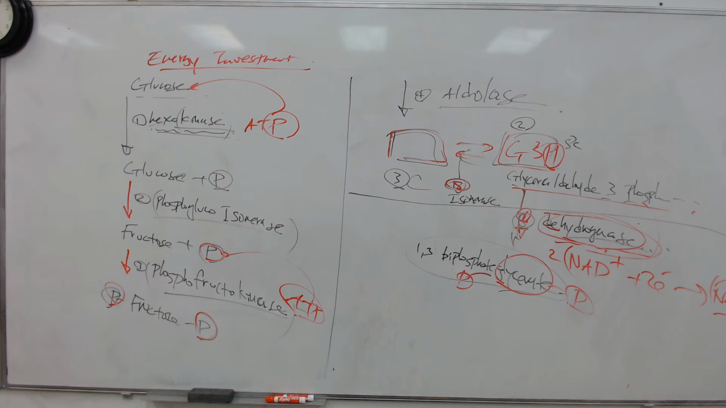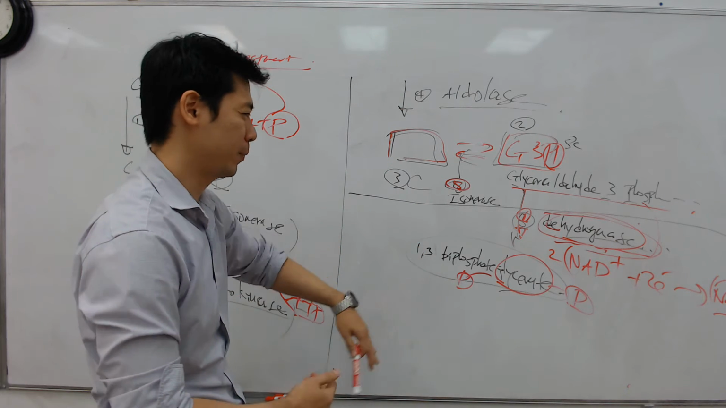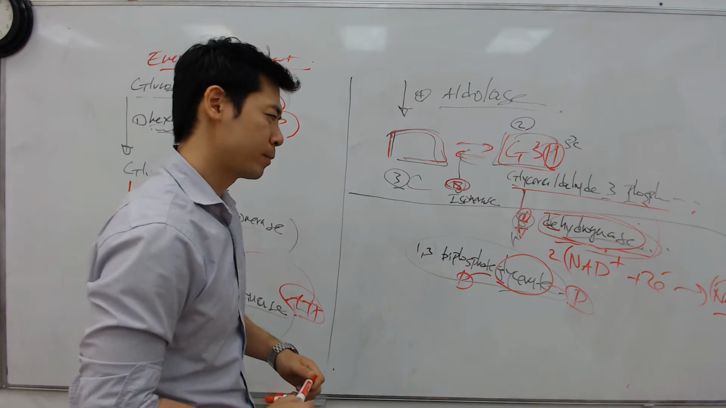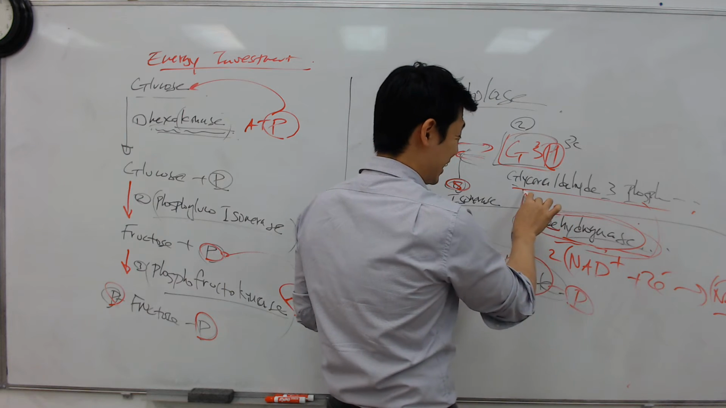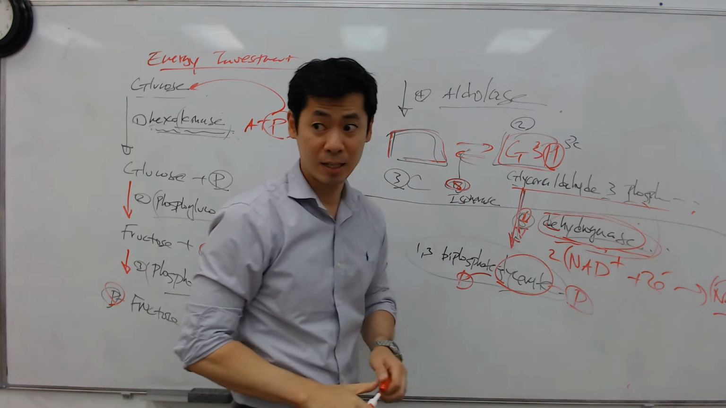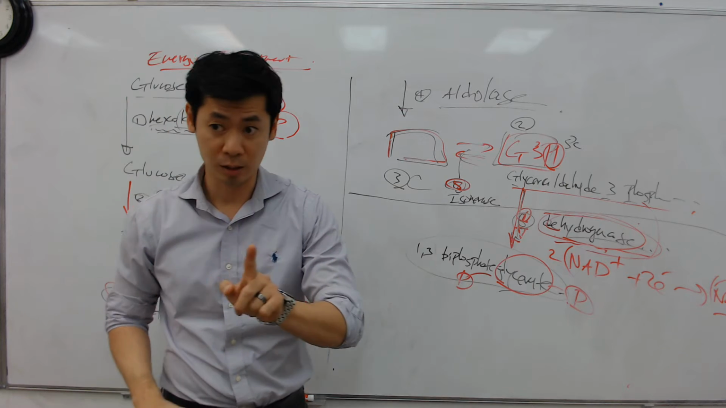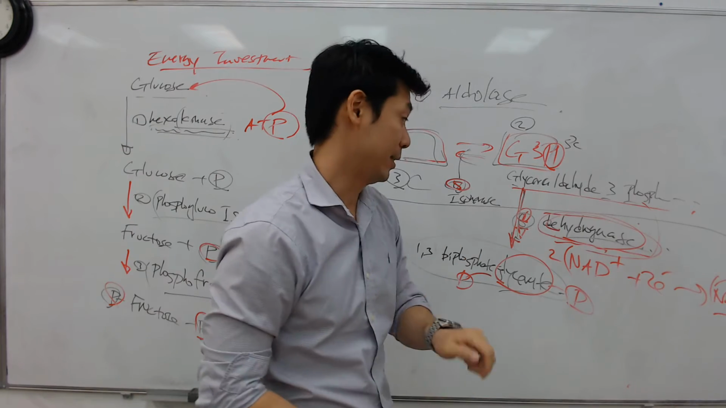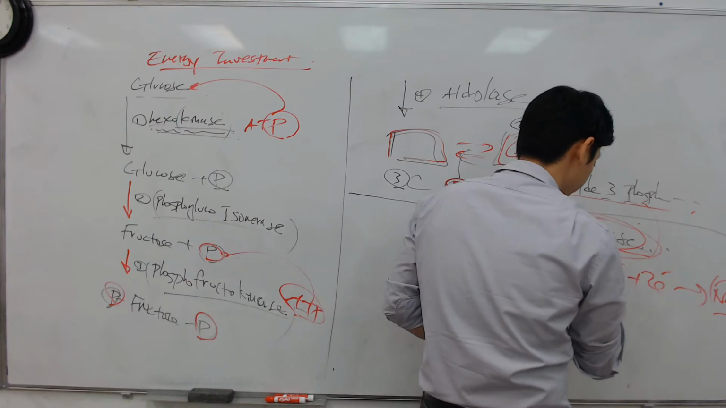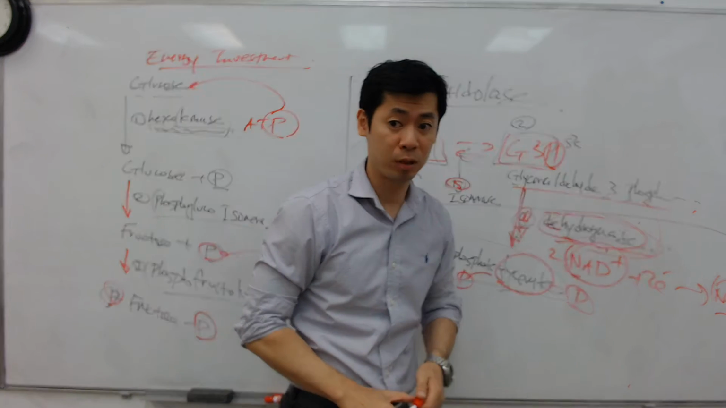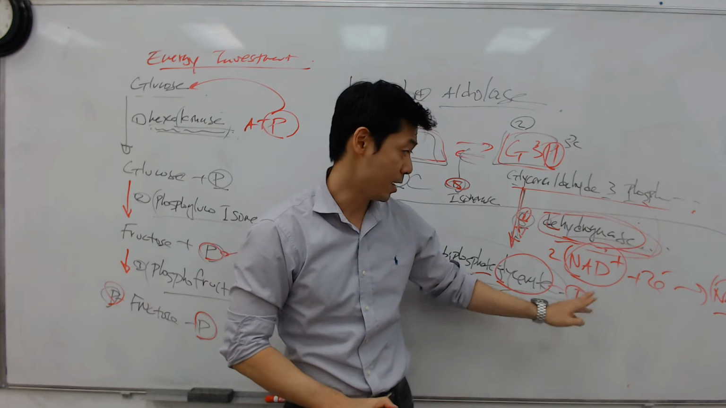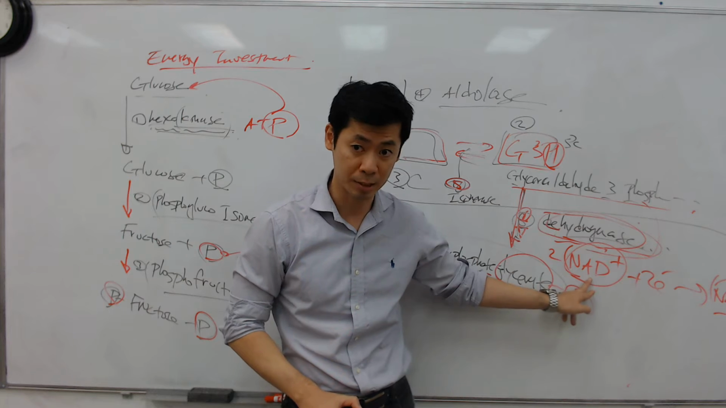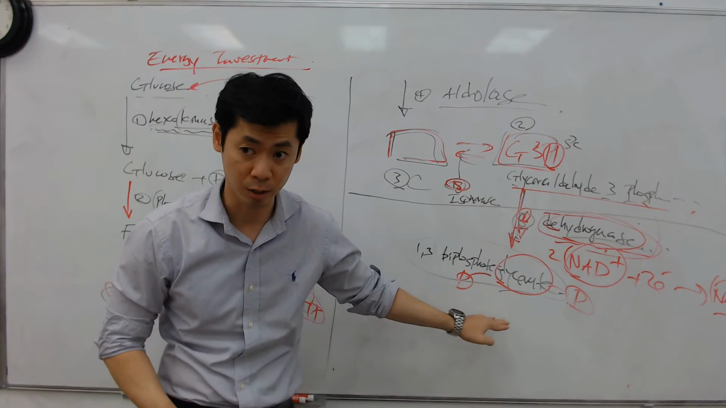I have seen questions about this, and I'll talk about it a little more. Keep in mind, step 6 will not occur if NAD plus runs out. NAD plus must be present in order for step 6 to occur.